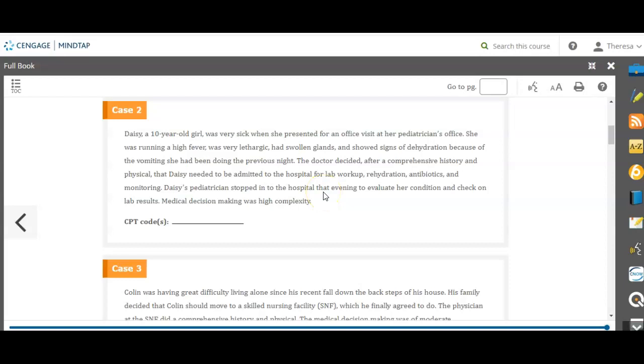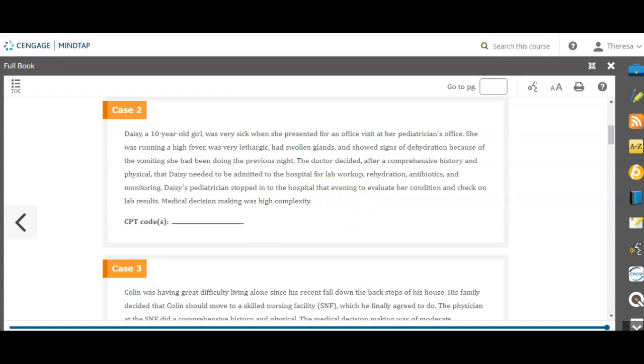Case number 2 is Daisy, a 10-year-old girl who was very sick when she presented for an office visit at her pediatrician's office. She had a high fever, was very lethargic, had swollen glands, and showed signs of dehydration because of the vomiting she did the previous night. The doctor decided after a comprehensive history and physical that Daisy needed to be admitted to the hospital for a lab workup, rehydration, antibiotics, and monitoring. Daisy's pediatrician stopped in the hospital that evening to evaluate her condition and check on the lab results. Medical decision-making was high complexity.